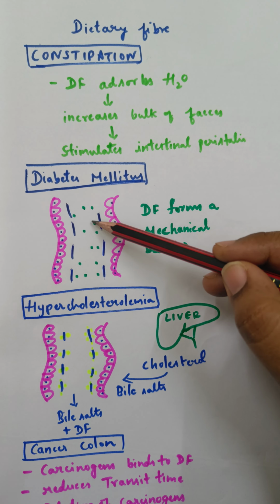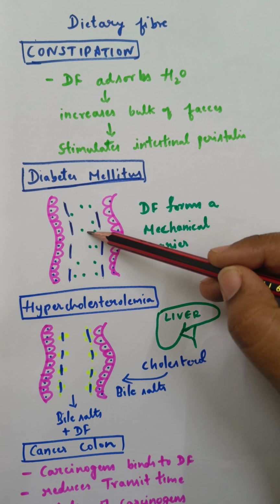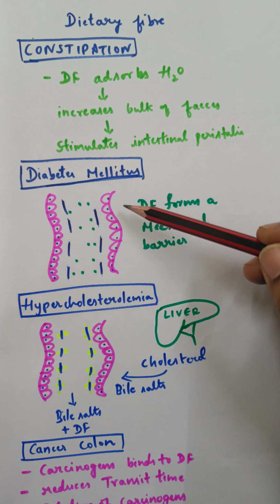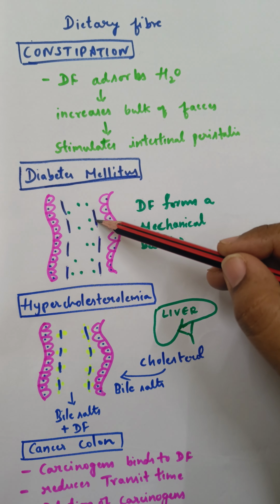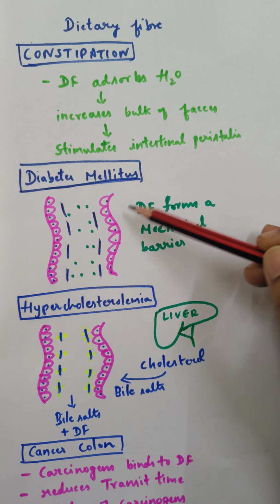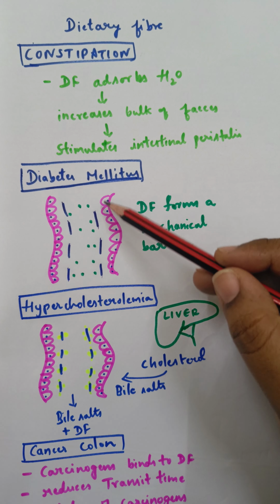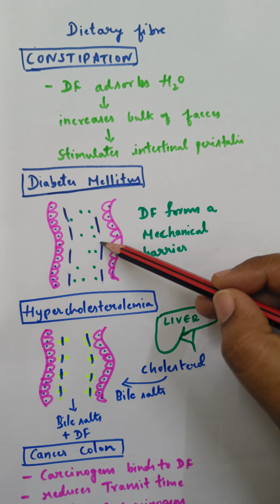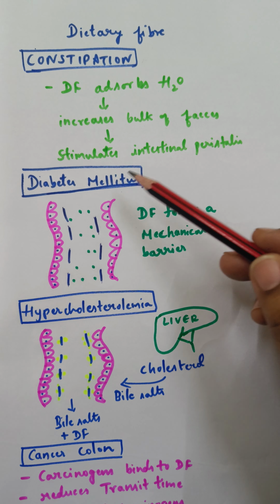Now there is glucose, or the digested food particles, present in the intestinal lumen. This is the cut section of the intestinal lumen. These are enterocytes through which the glucose has to be absorbed. So now dietary fiber will act like a barrier for the glucose and reduces the absorption. Dietary fiber forms a mechanical barrier and prevents the absorption of glucose from the intestine. So that is how it tries to reduce the blood glucose level in diabetes mellitus.